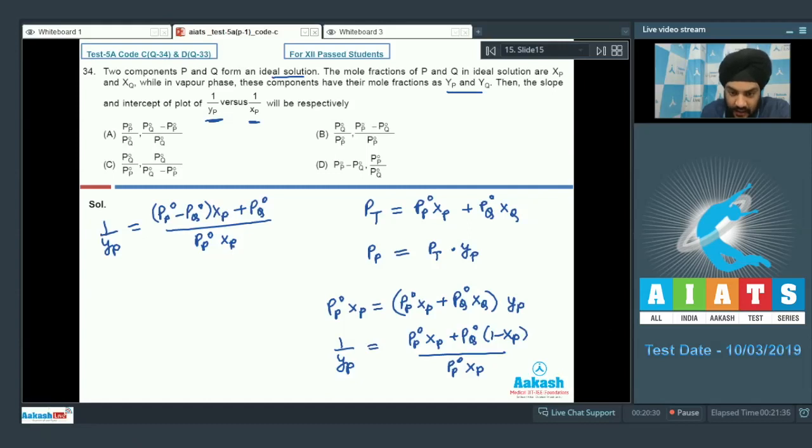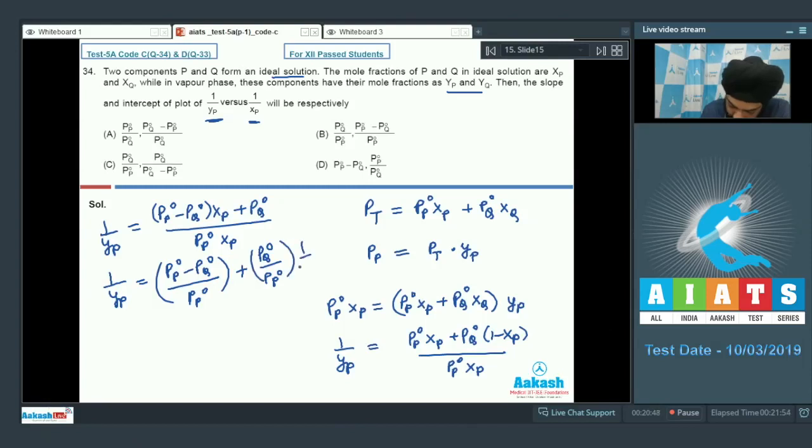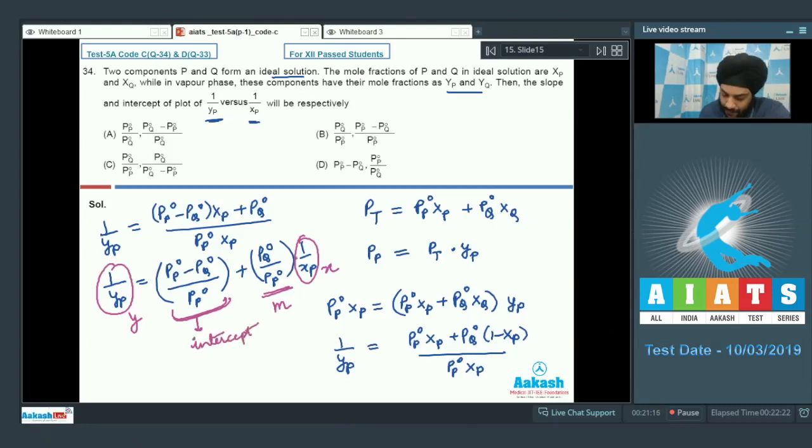So if we solve this expression, we're going to have 1 by YP is equal to PP naught minus PQ naught upon PP naught plus PQ naught by PP naught into 1 by XP. So we can now compare this expression to the equation of a straight line. So we have this on the y-axis, we have this on the x-axis. So this will be the slope and this will be the intercept. So the slope value is given by PQ naught upon PP naught and the intercept value is given by PP naught minus PQ naught upon PP naught.